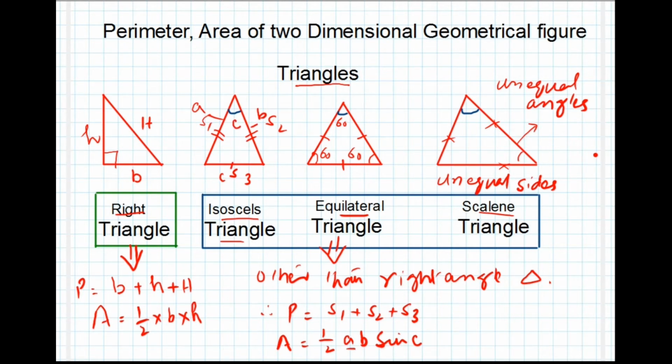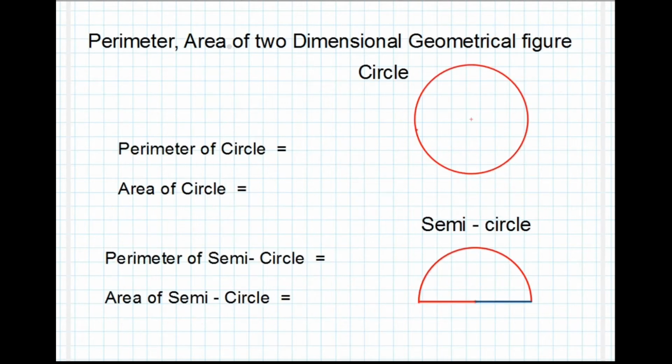Next category of two-dimensional geometrical shape is the circle having radius equal to r. Therefore, the perimeter of a circle, also known as the circumference of a circle, is given by 2 pi r and area of a circle is given by pi r square.